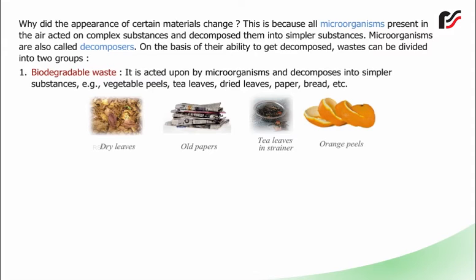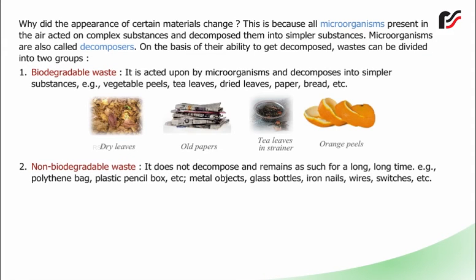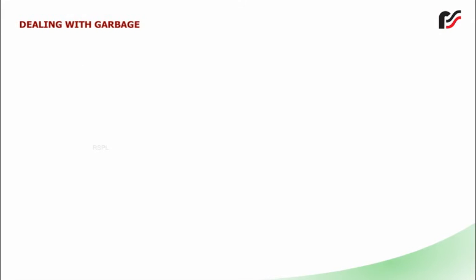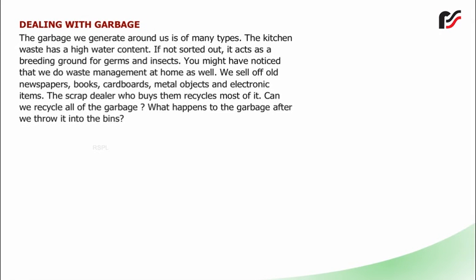paper, bread, etc. 2. Non-biodegradable. It does not decompose and remains as such for a long time. Example, polythene bag, plastic pencil box, metal objects, glass bottles, iron nails, wires, switches, etc. Dealing with garbage. The garbage we generate around us is of many types.